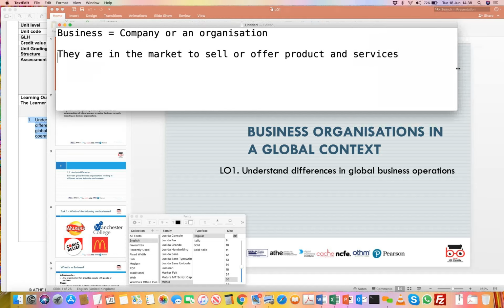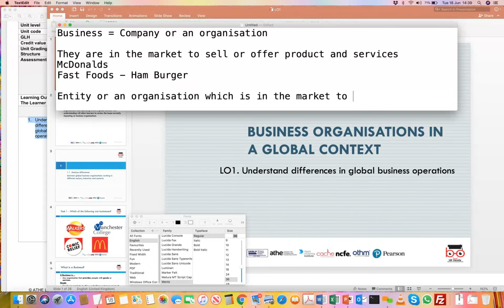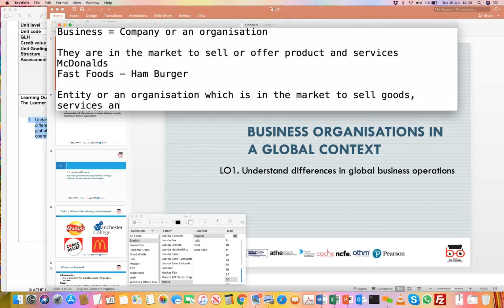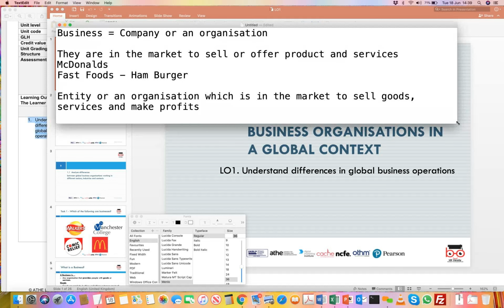We took an example yesterday, which is McDonald's. McDonald's sells food, which is something called fast food, and we discussed something called hamburger. So when we look at business, what we understand is that business is nothing but an entity or an organization which is in the market to sell goods, services, and make profits.